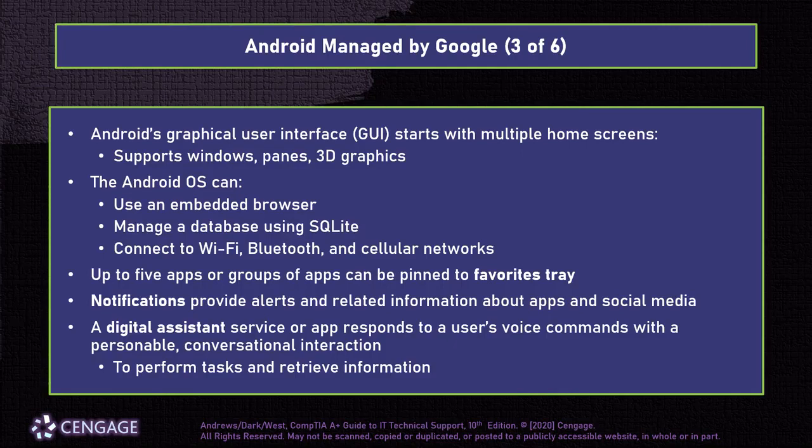The Android OS can use an embedded browser, manage a database using SQLite, which is a reduced operational capacity version of SQL, or structured query language. Connect to Wi-Fi, Bluetooth, and cellular networks. We can pin different apps or app containers into a favorites tray so that we can have a little dock at the bottom. Dock and Launchpad tend to be the terms that are used for these if we refer to it in iOS. Notifications happen usually up at the top.